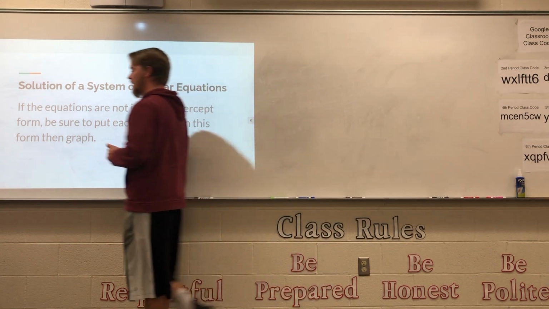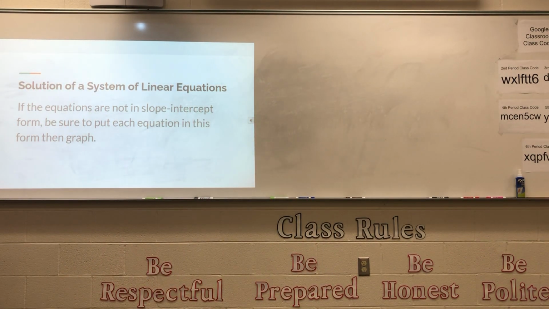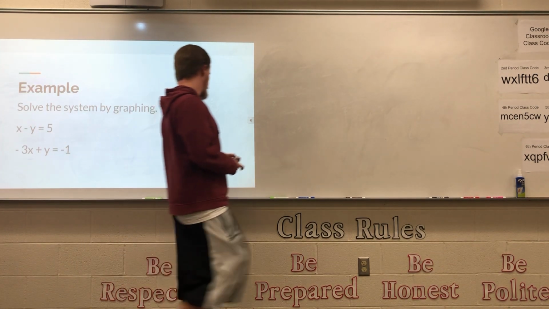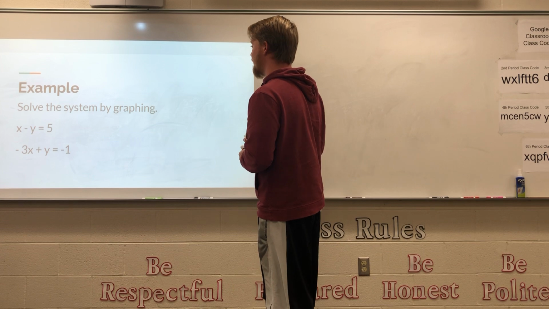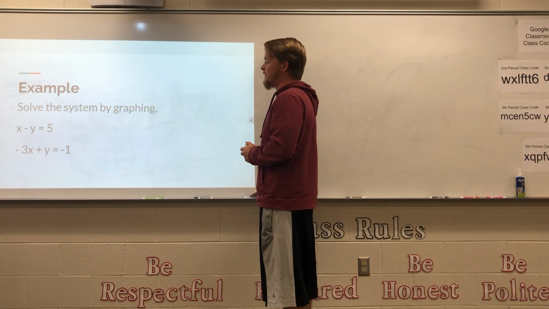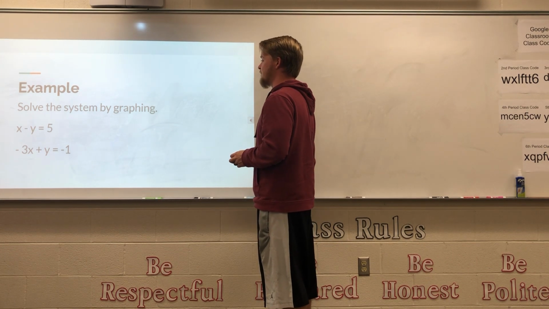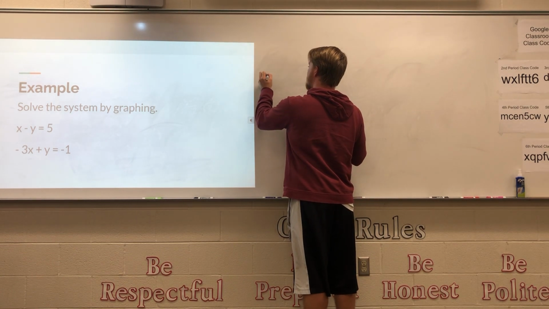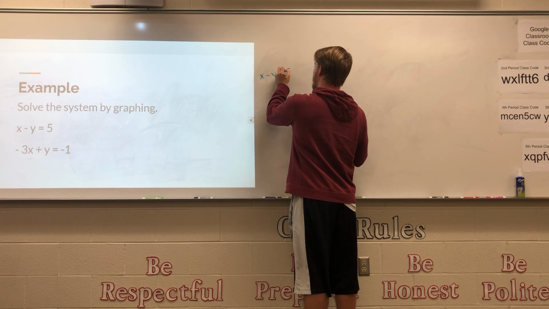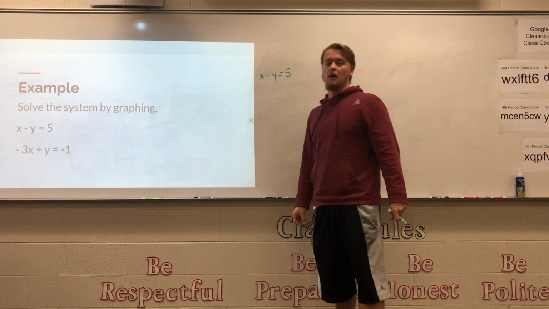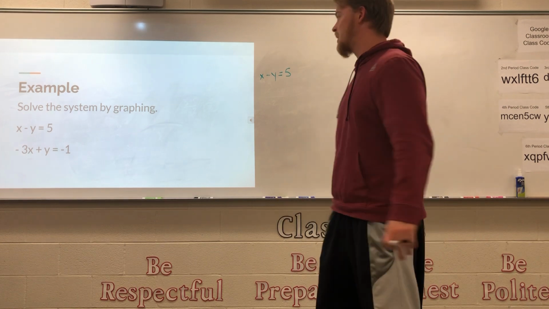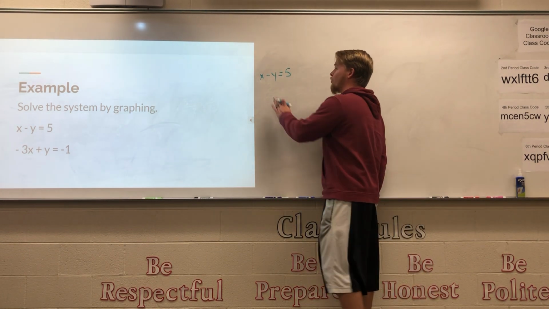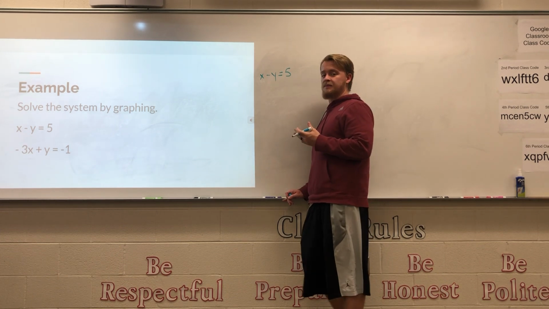So let's look at an example of that. This one says solve the system by graphing. x minus y equals 5. Negative 3x plus y equals negative 1. So first thing you realize is this is not in slope-intercept form. If it's not in slope-intercept form, you need to rearrange it to get to slope-intercept form. Slope-intercept form means your y is by itself.